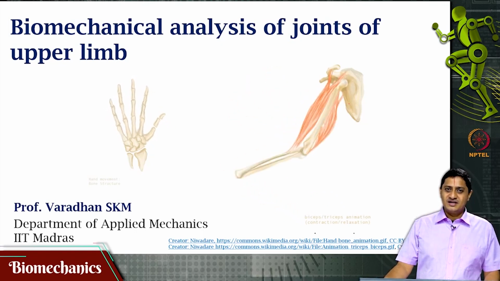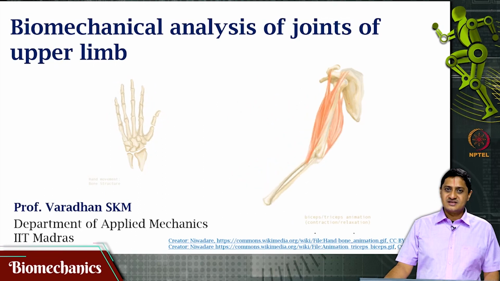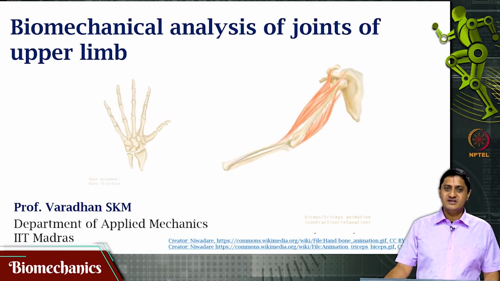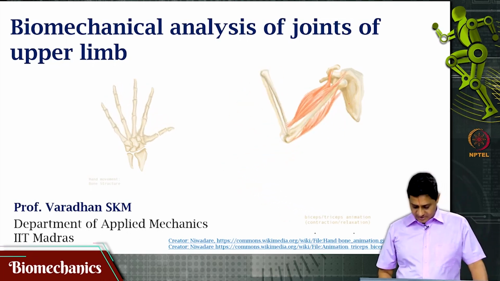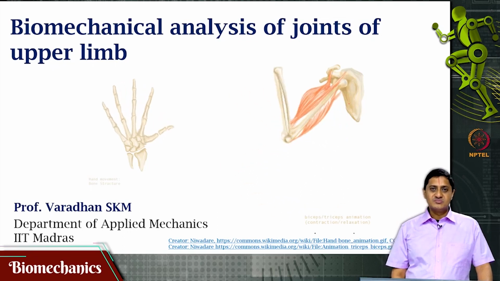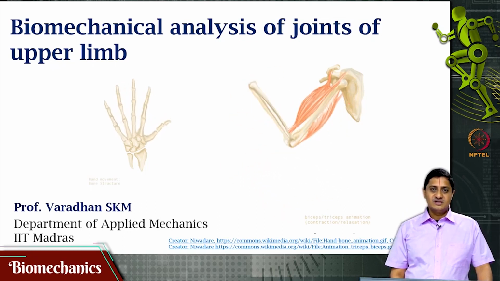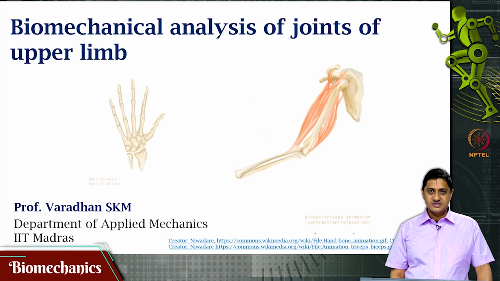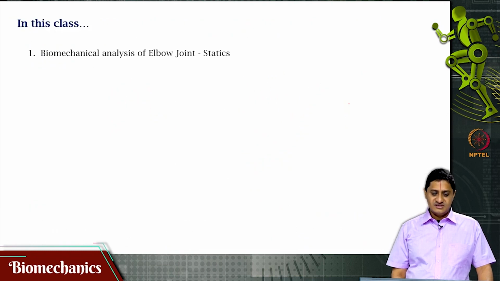Welcome to this video on biomechanics. We have been looking at biomechanical analysis of the joints of the upper limb, specifically static analysis of the elbow joint. In the previous video, we saw one simple problem involving statics of the elbow joint. In this video, we will see one more problem involving the elbow joint static equilibrium.